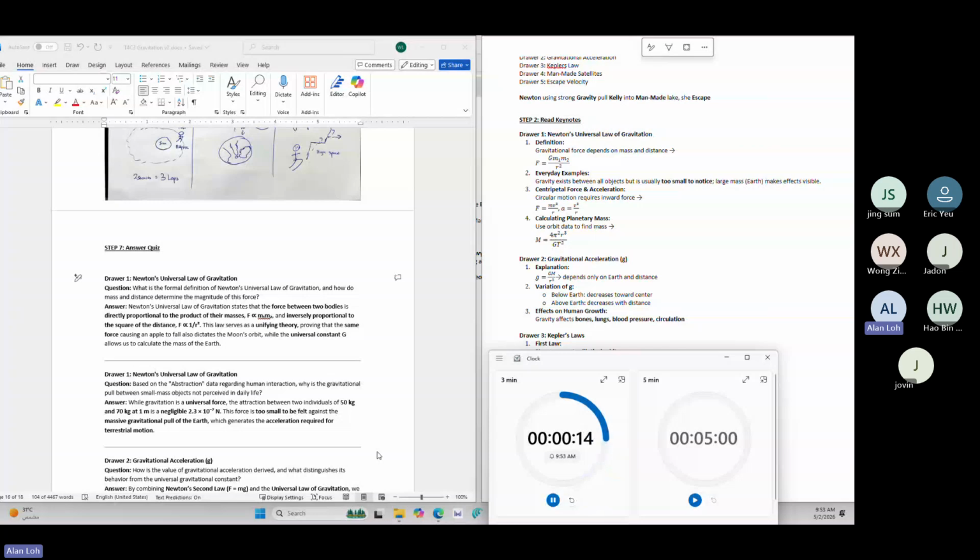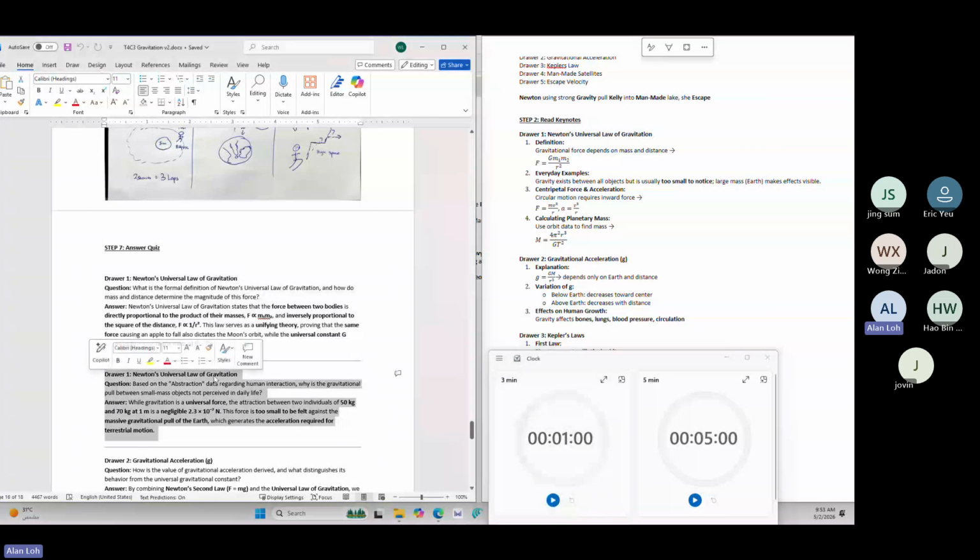For those who finish reading, you can read it again if you want. All right, I think it's a bit too long for 1 minute. I'm not sure. Let's do 1 minute for question number 2. It's also drawer number 1, but which part in drawer number 1?